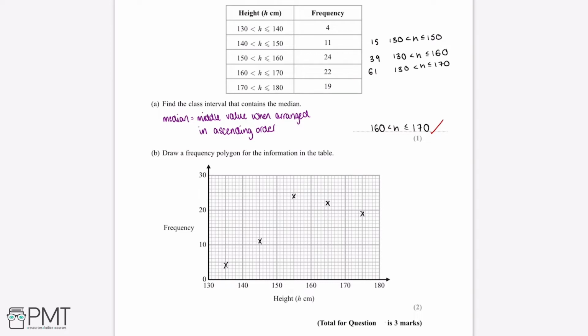And now the final thing we'll need to do to complete this frequency polygon is join up these points which we've plotted using a ruler. And this is what our completed frequency polygon should look like. And this question's worth 2 marks, and we'll get both of these marks for correctly completing the frequency polygon.